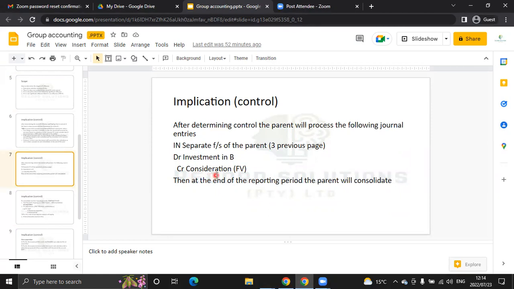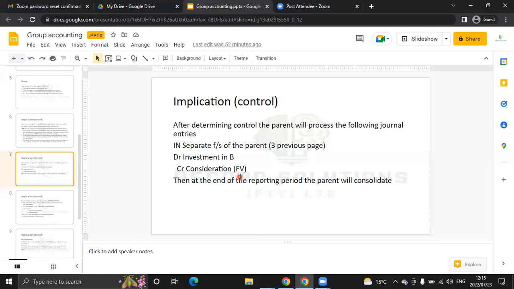It can be cash, or it can be other assets. For instance, we can pay using our asset; we can transfer an asset to those shareholders. It can be anything. The main thing is that this consideration must be at fair value. Cash will always be at fair value, so that one doesn't really have a problem. You just put it in the bank, and it will always be at fair value.